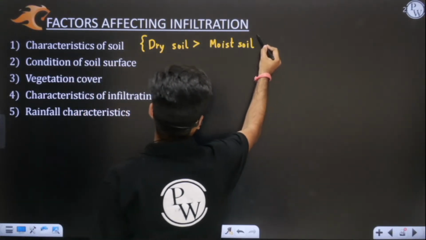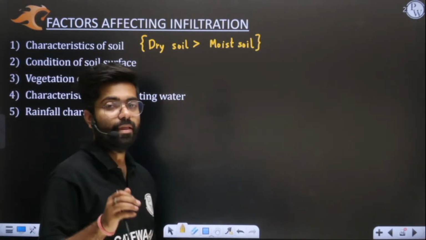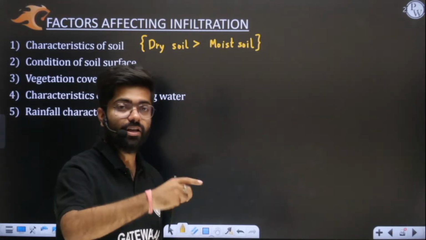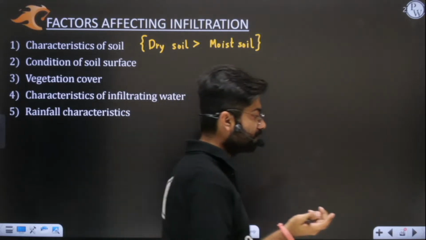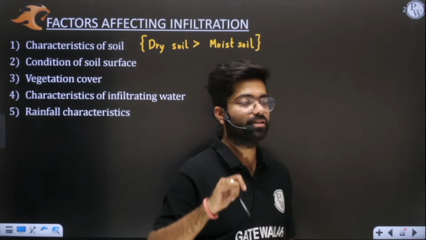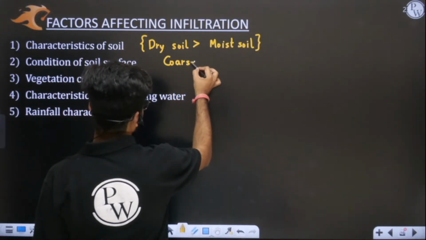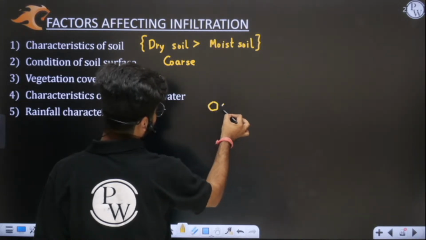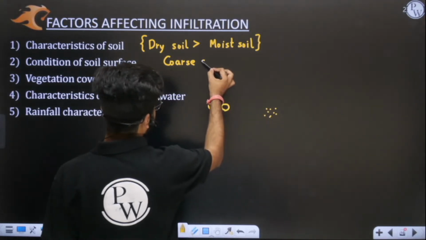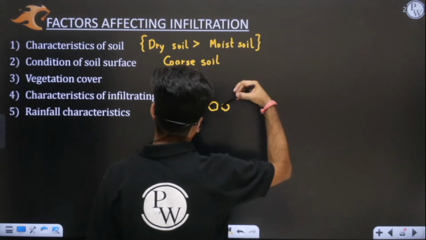Now the condition of the soil surface. You need to understand one thing. Let us say we have a soil. Obviously the condition of the soil surface means what the nature of the soil is, and how the texture is there. Now tell me, if we have a coarse soil and a fine soil, try to compare these two soils. Coarse soil means the soil particles are bigger, and fine soil means the particle size is smaller. Can you guess which will experience more infiltration?